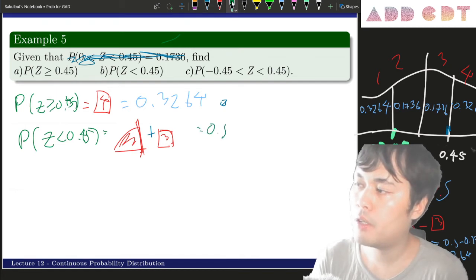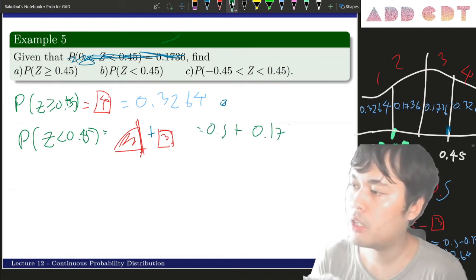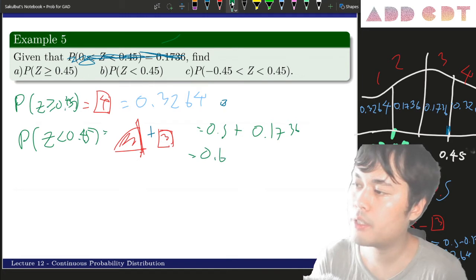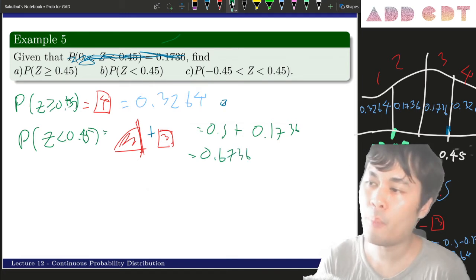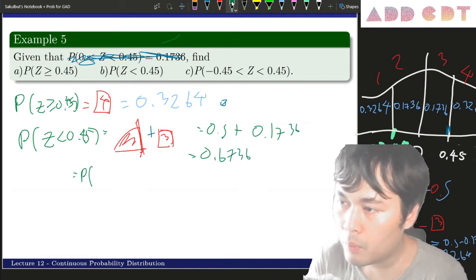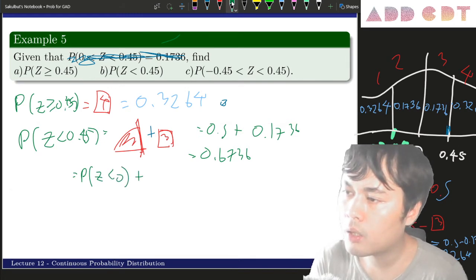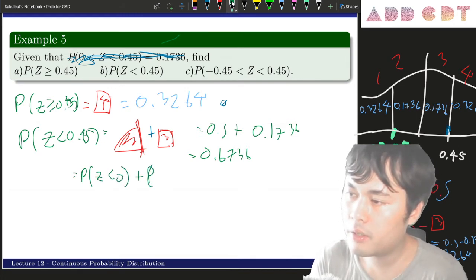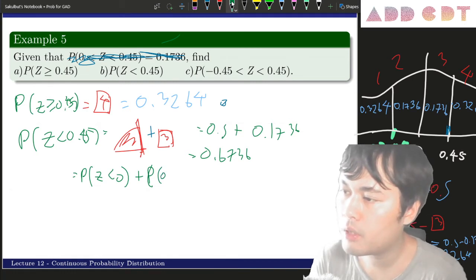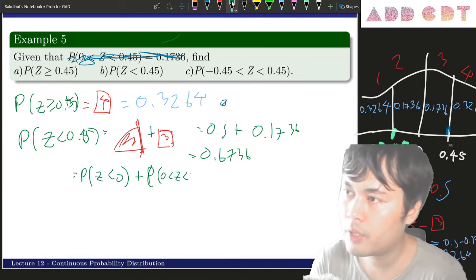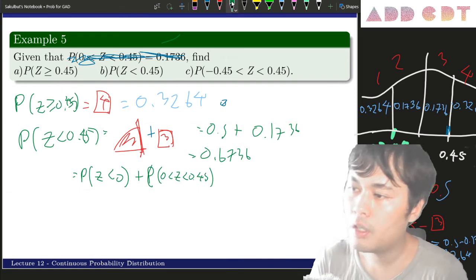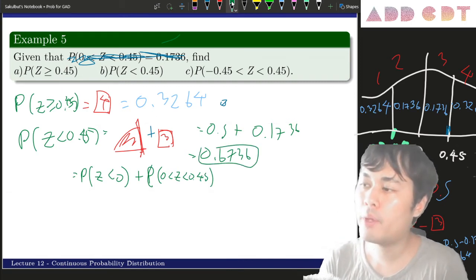So that's going to be 0.5 plus 0.1736, that's 0.6736. Or if you want to write it formally, this is the region to the left of 0, and this is the region between 0 and 0.45. We get that number.